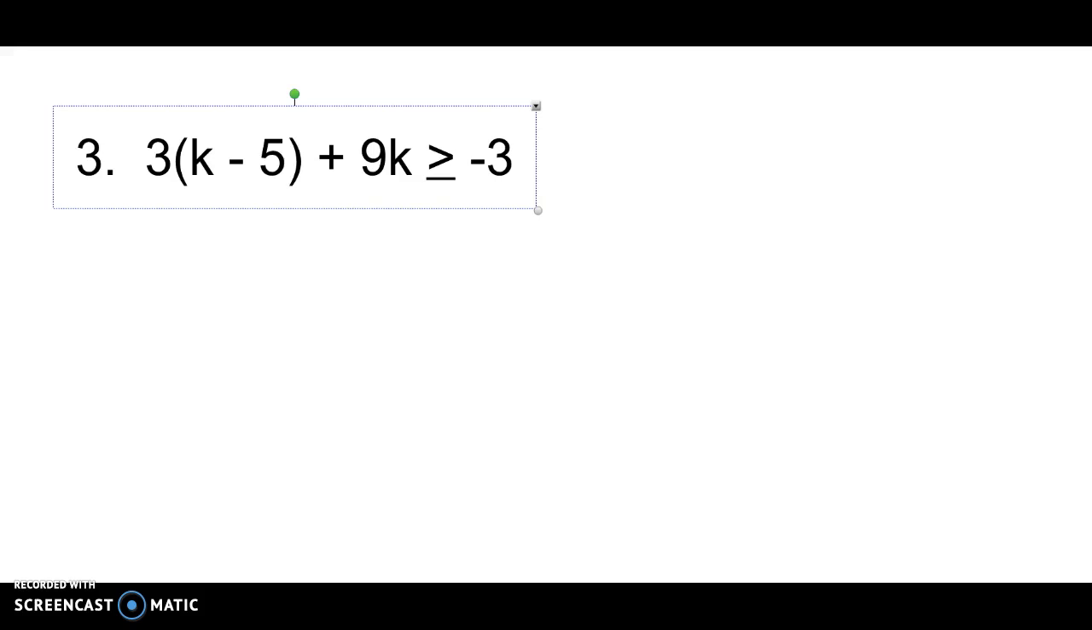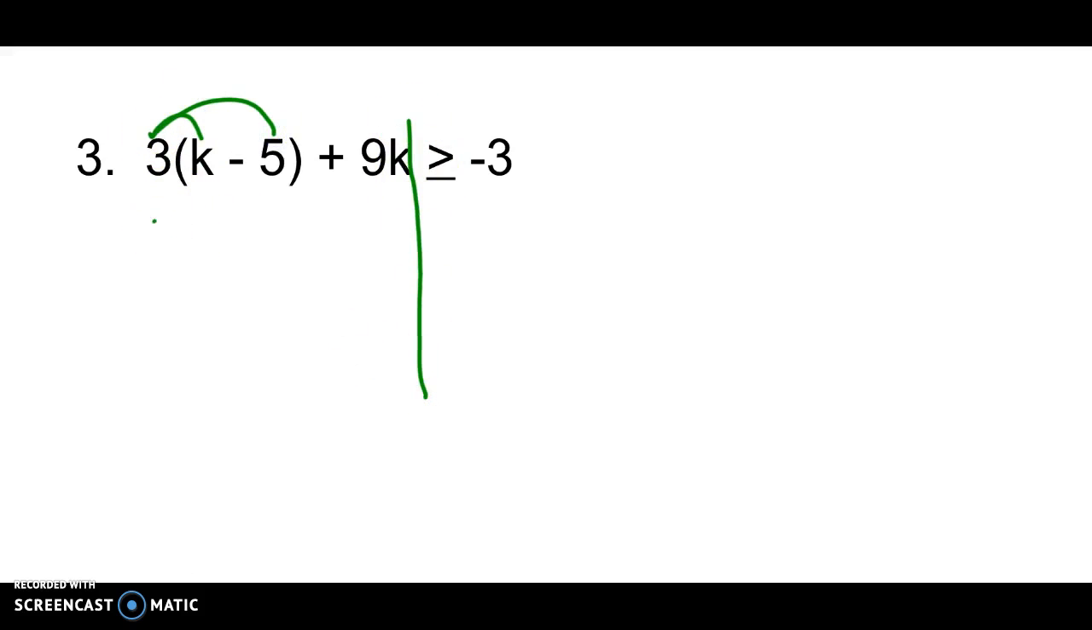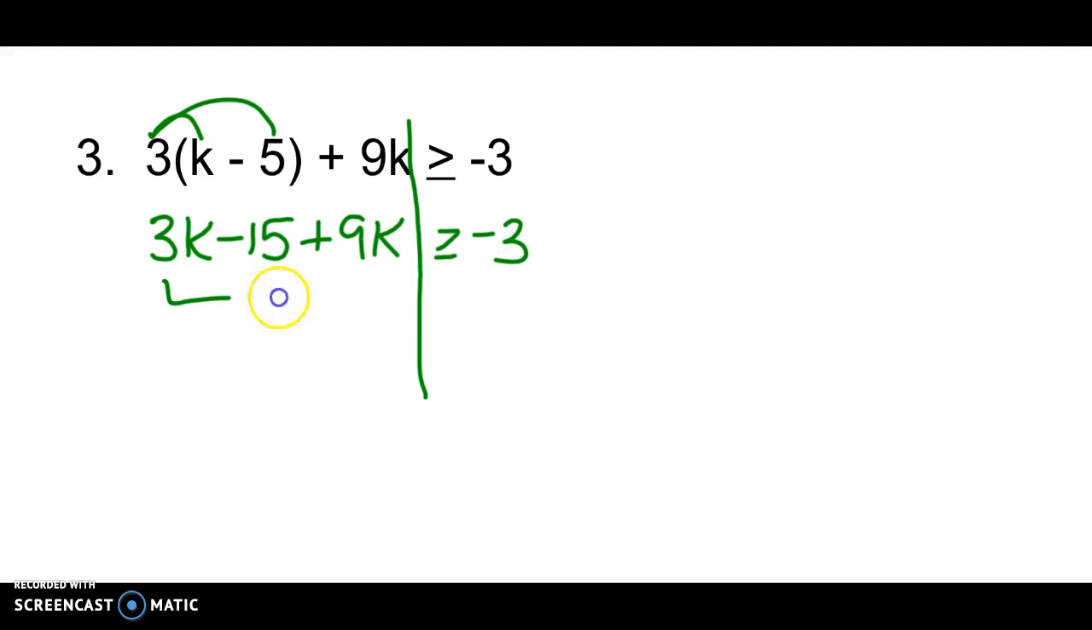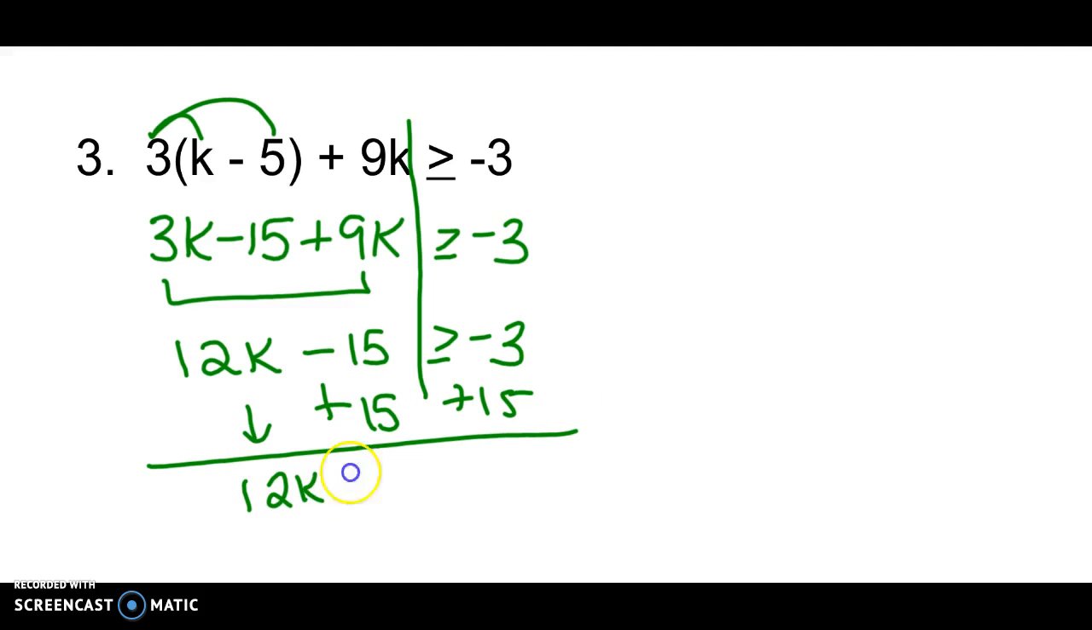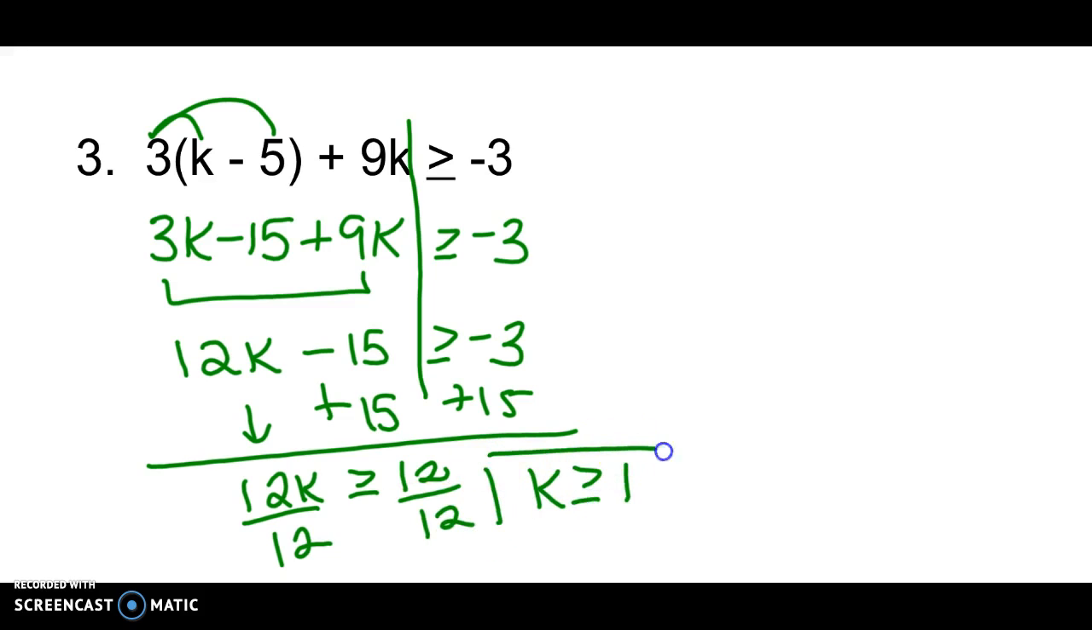Number 3, pause the video, solve it, and then come back to check. So I'm going to distribute first. 3k minus 15 plus 9k is greater than or equal to negative 3. Add the k's, you get 12k minus 15 is greater than or equal to negative 3. Add 15 to both sides. You get 12k is greater than or equal to 12. Divide by 12. And you get k is greater than or equal to 1.